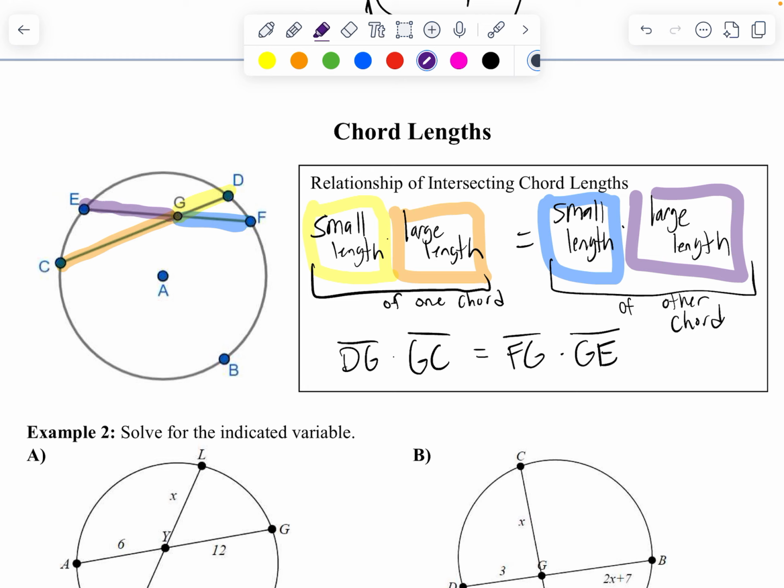So in other words, if you have two intersecting chords, right? Intersection point there. That's going to cut your chords into one smaller or one longer length.